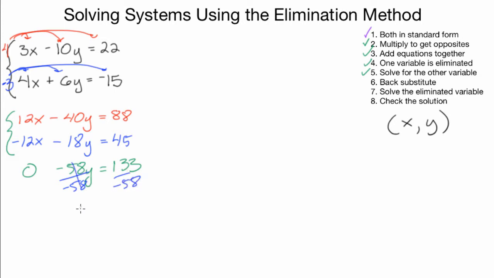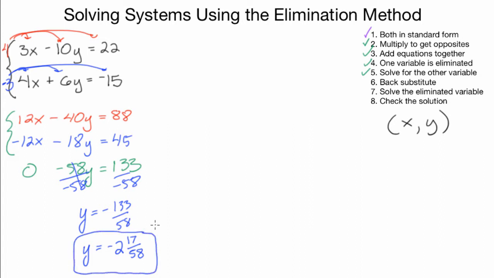And it looks like y should equal negative 133 divided by 58. 58 goes into 133 two times, so I could also think of that as y equals negative 2. After that, 2 times 58 is 116. So if I subtract 116 away from 133, I'm left over with 17 58ths. So there we go. As a mixed number, there's my y value. y is equal to negative 2 and 17/58.